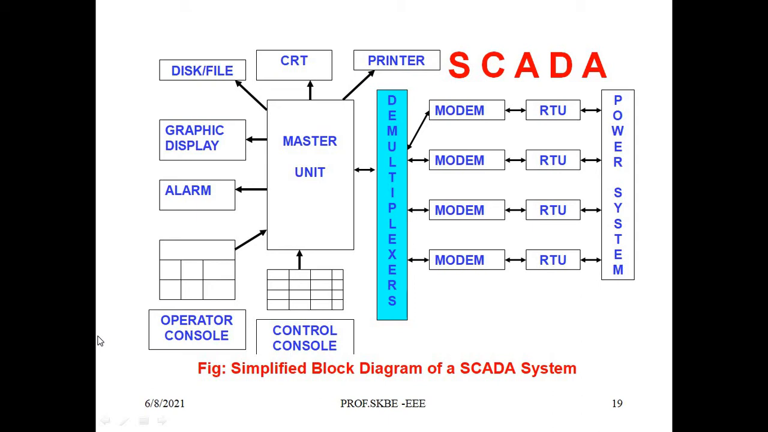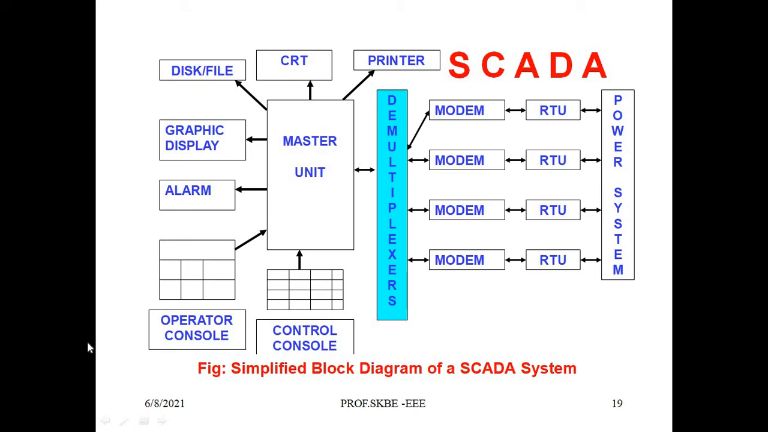The alarm will be announced in any case of emergency. And then the operator console. Here the operator console means the function of SCADA is based on it. And then the control console, which means the parameters and elements to be controlled are in the control console.